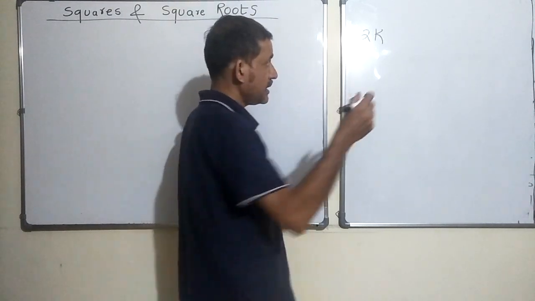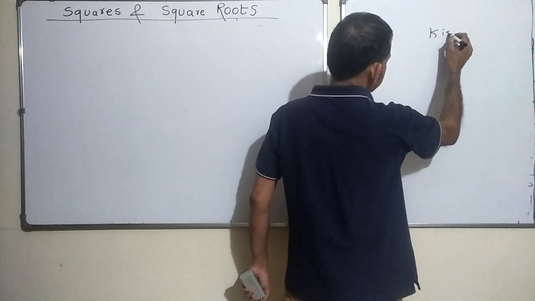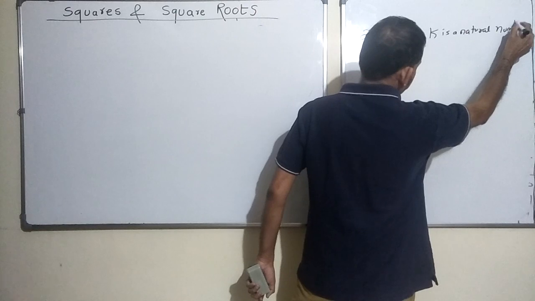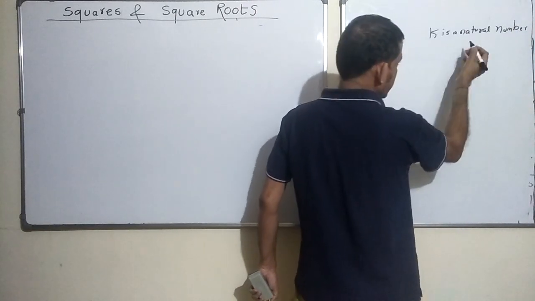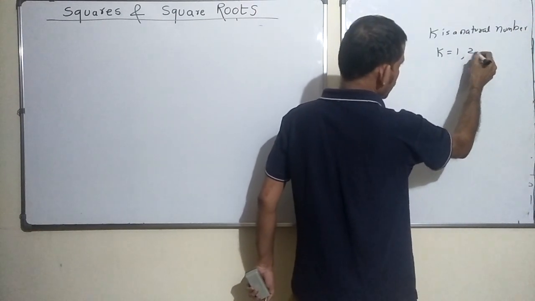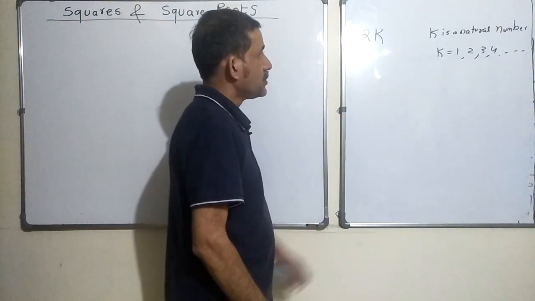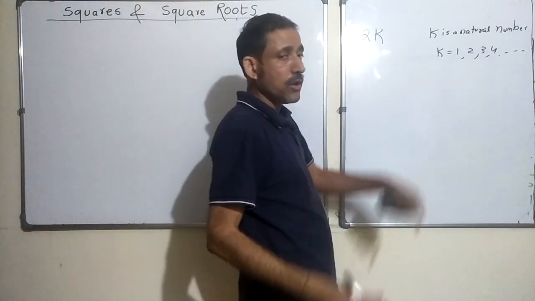Where k is a natural number. What does that mean? K is equal to 1, 2, 3, 4, and so on. So whatever value you take, 2k will always be even.